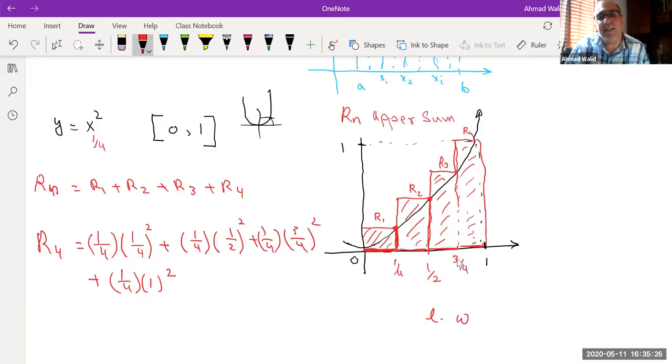Any question on this step, from where I found 1/4 and why the other side is a square? Because remember, to find these points, you have to plug in the value of x in your function. This gives you the value of y or f of x, which is the other side of your rectangle. Any question?